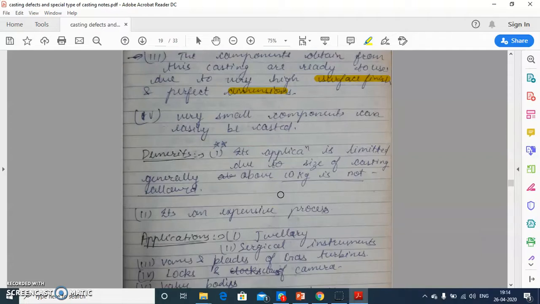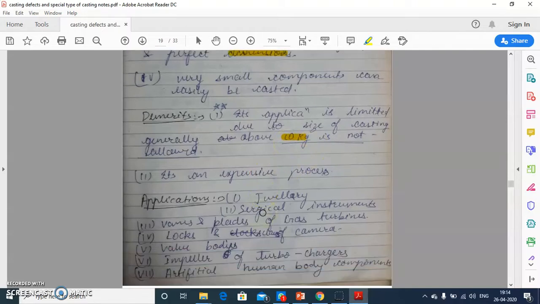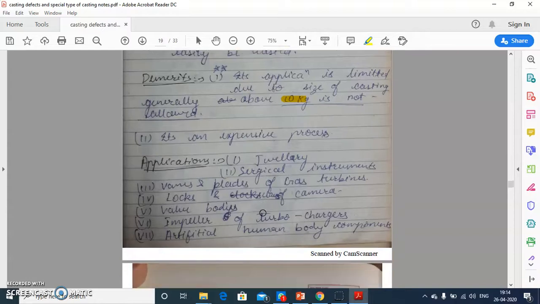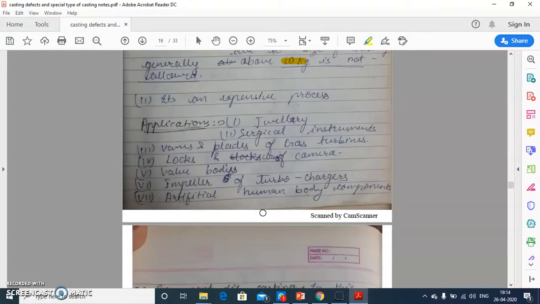We get the perfect dimension and high surface finish with the help of this process. And what are the demerits? The only demerit is we have the limitation of making the casting of 10 kg only. This is an expensive process, so we have to use this process for mass production. What are the applications?